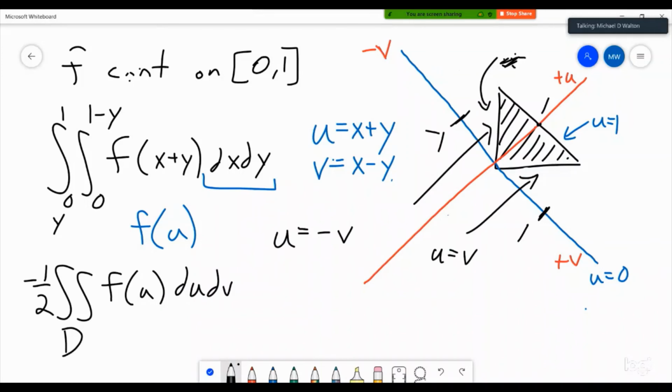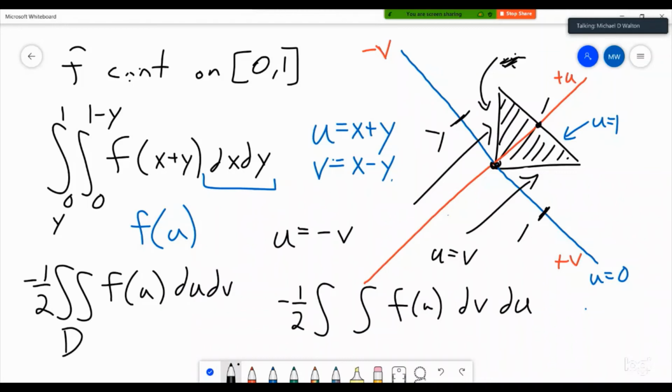So if we were to integrate this, we have our negative 1/2 integral of f of u d, let's see, u is the nicest one to go between, so we are going to have u be the second thing we integrate, and dv comes first. The reason u is nice is because it goes from 0 to 1, rather than these weird triangle shapes.